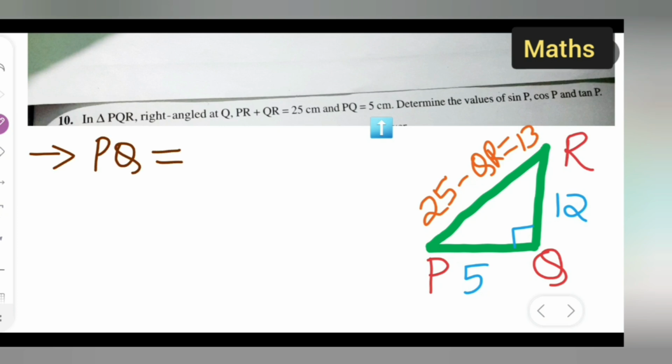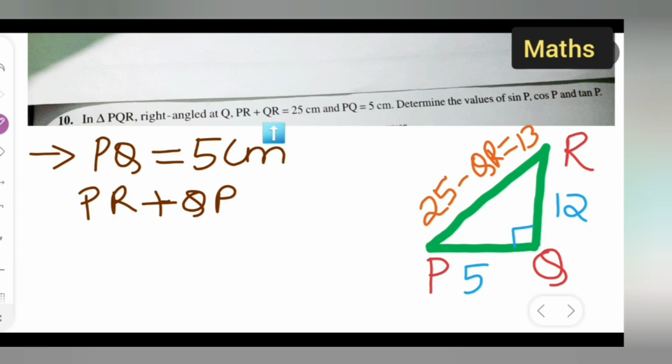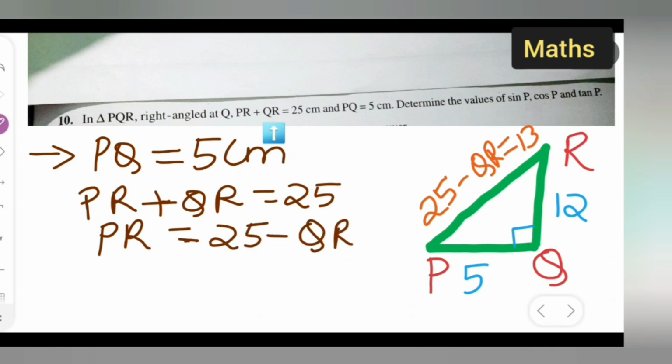PQ is equal to 5 centimeter. Then you all can write down this. PR plus QR is equal to 25. What is given? PR plus QR is equal to 25. In the question it is given, right? PR you all can keep it as it is, equal to 25 minus QR you all can take down.